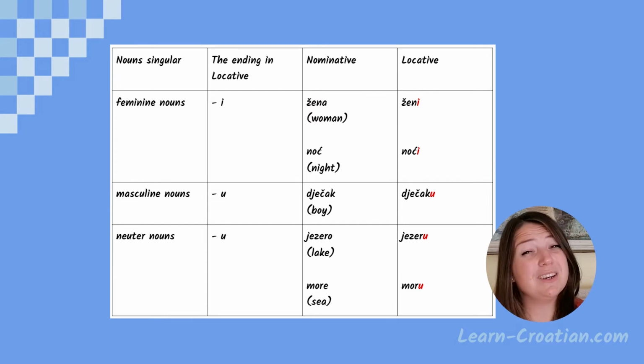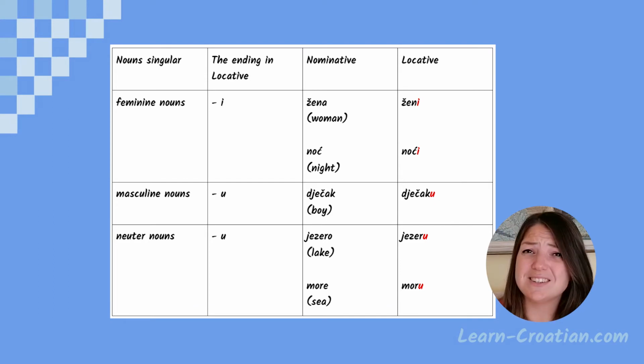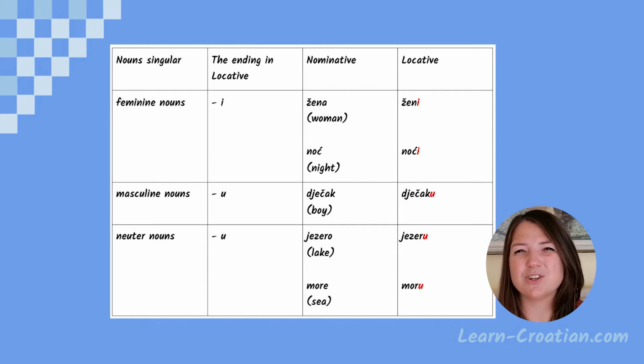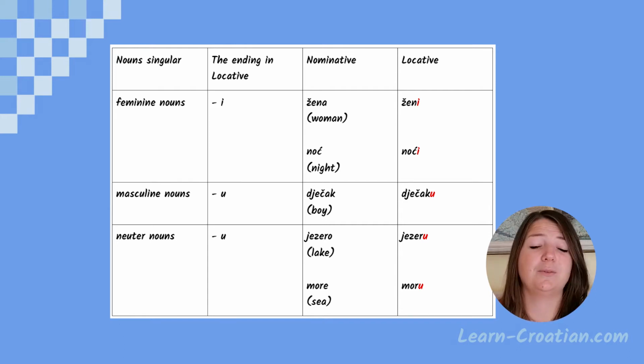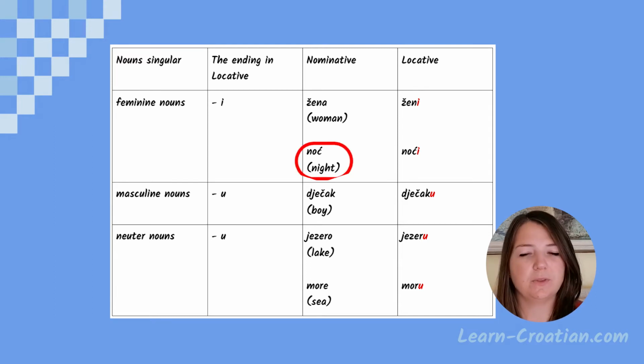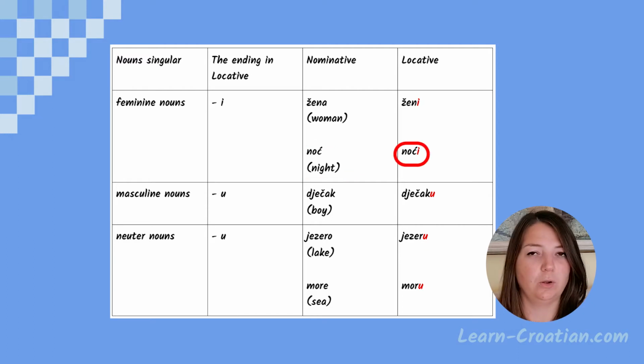However, there are some feminine nouns that end on a consonant. If you want to know more about the genders and how to determine the gender of a noun, please check out our video. The link is in the description below. So some feminine nouns end on a consonant. If they end on a consonant, you simply add an I for the locative. So, for example, you have noć, a night, add an I, and you get noći, the locative.